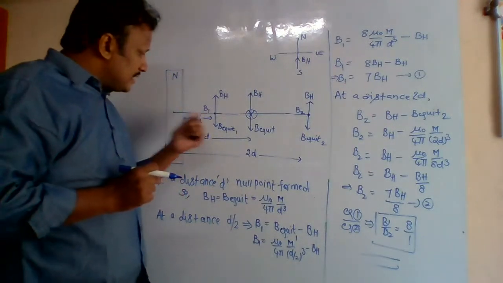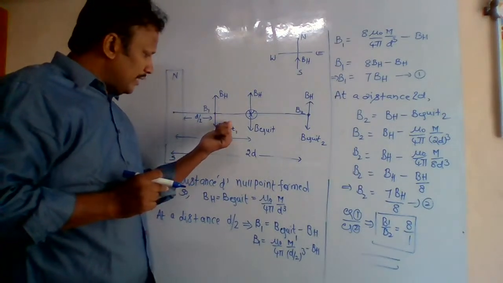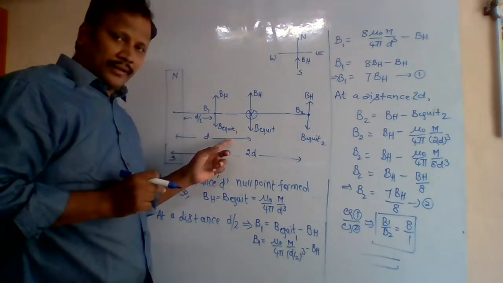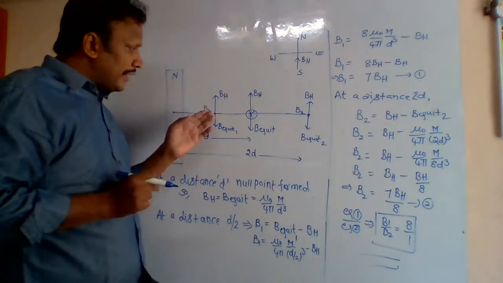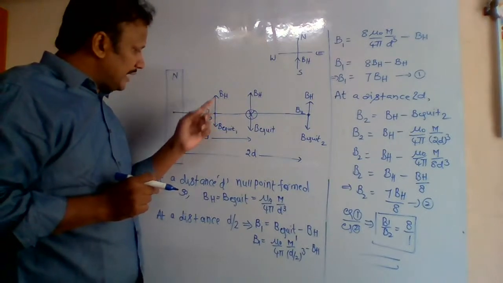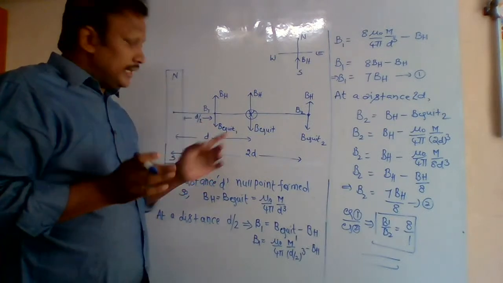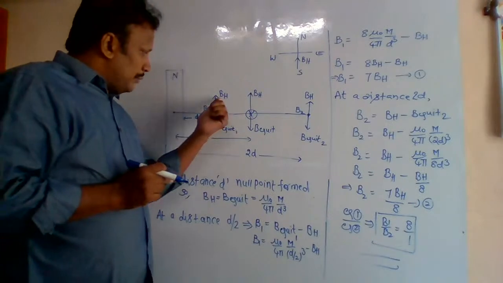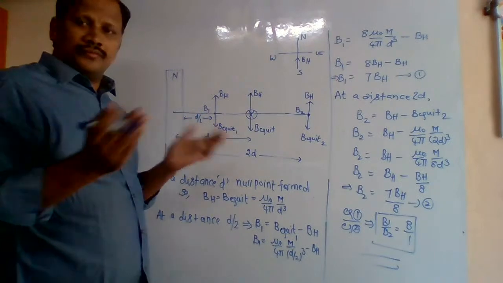Right? So at a distance d by 2, how many fields are acting? Two fields. One is B equatorial 1, acting downward, that means north to south. From that point, what is the direction of BH? Geographically south to north. So here BH and B equatorial are in opposite directions, but they are not equal. They are equal at a distance d, but at this distance, B equatorial 1 is greater than BH, right?